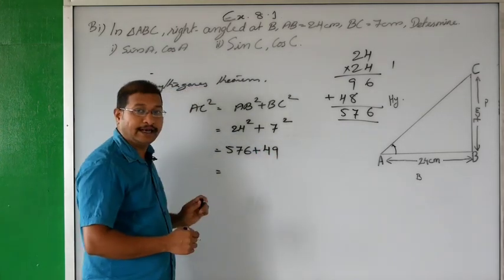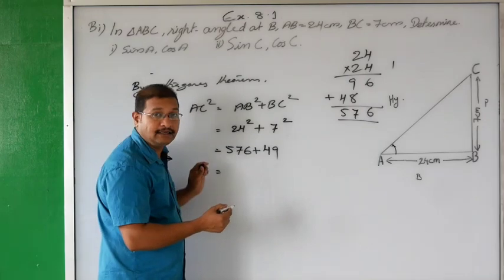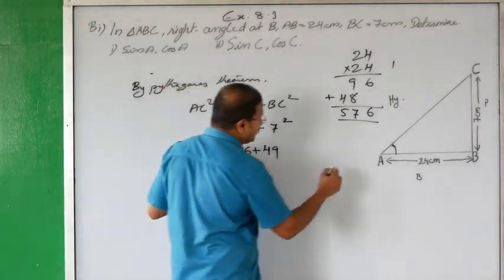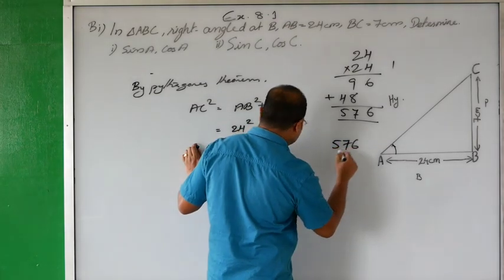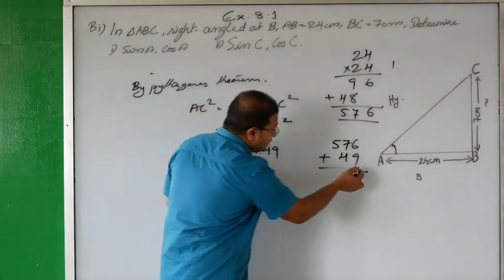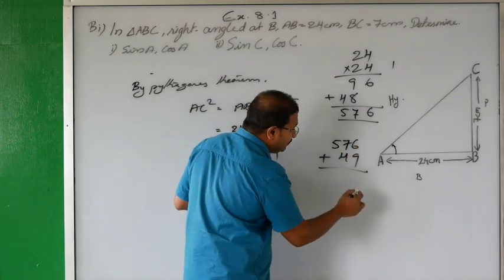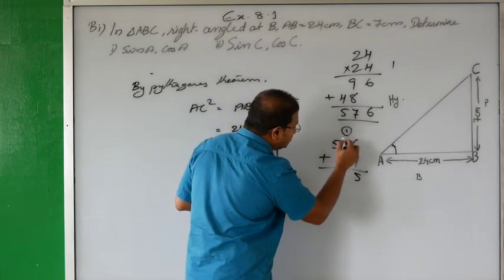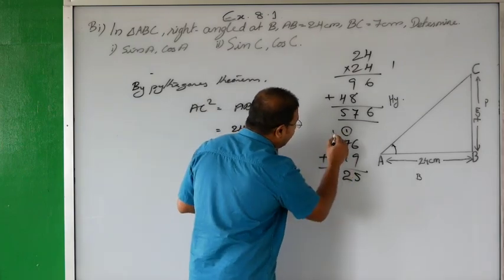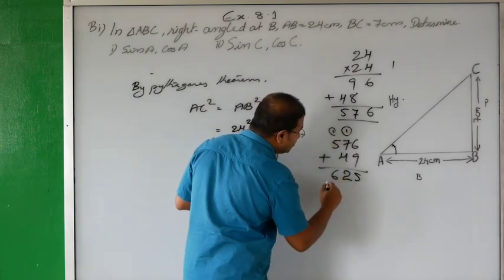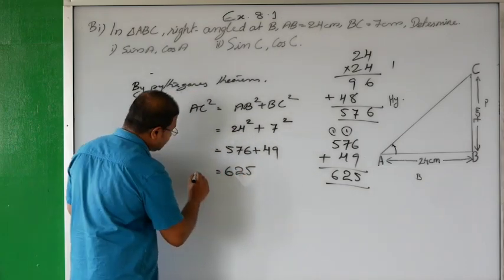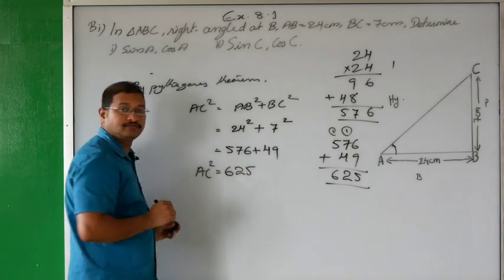Let's add these two. When you add them, how much will you get? 625, isn't it? Okay, let's add this. 576 plus 49. 6 plus 9, 15, 1 in hand. 7 plus 4, 11 plus 1, 12, 1 in hand. 1 plus 5, 6. So we got 625. That is AC square.